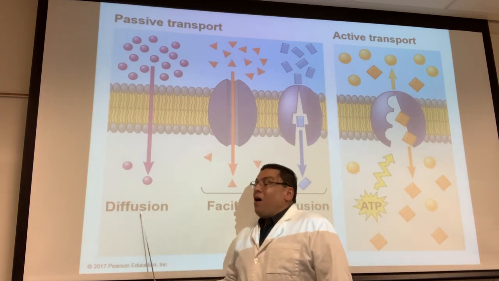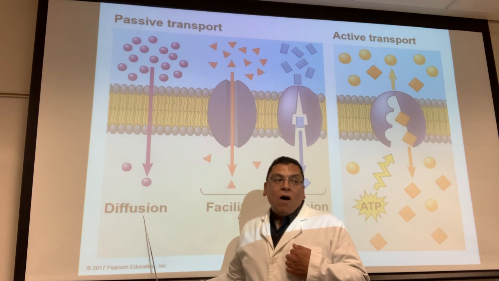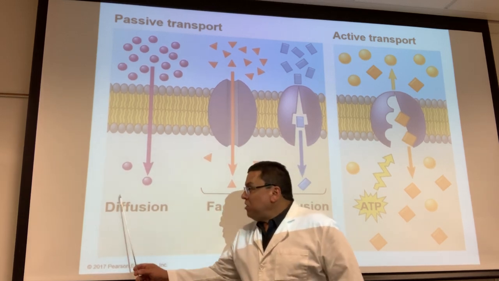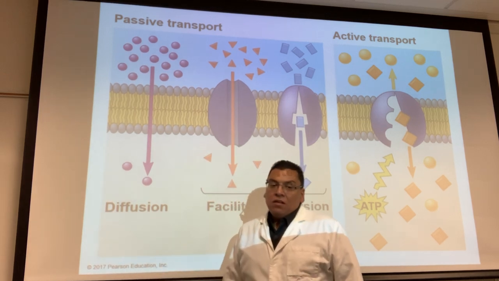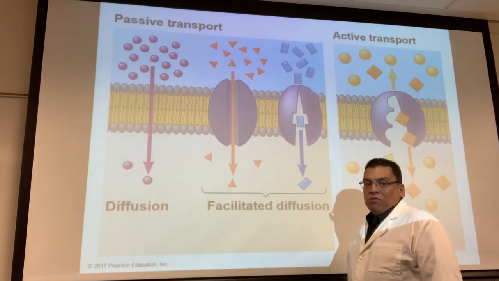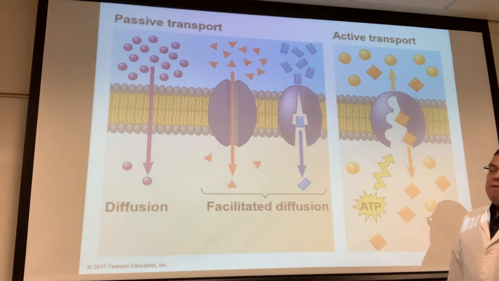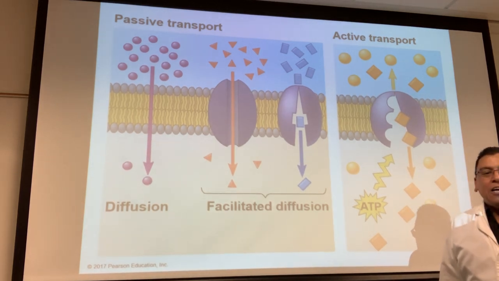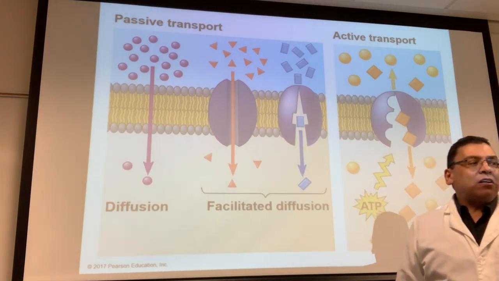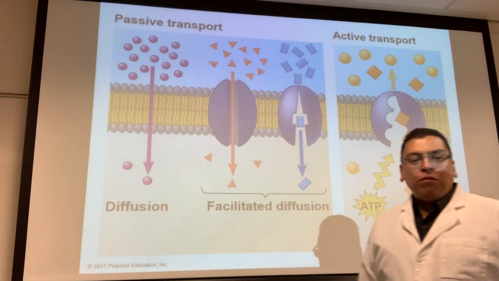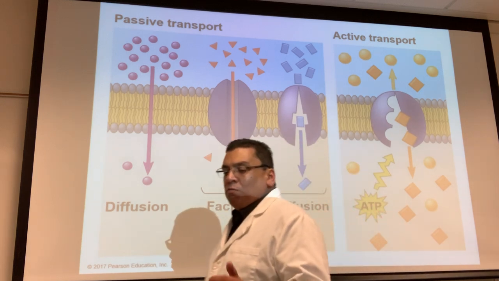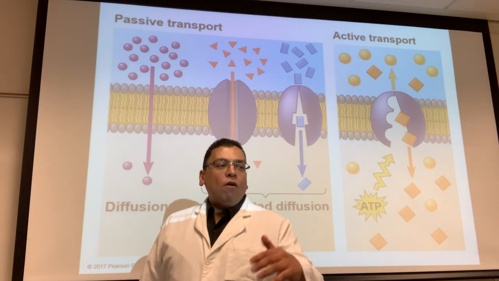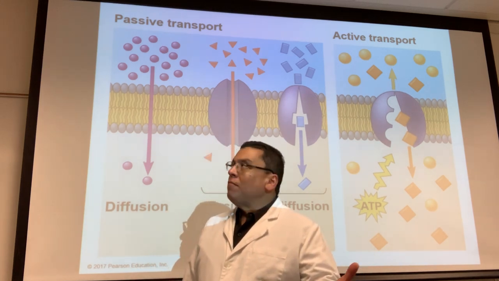So your book calls it diffusion. I'm going to call it simple diffusion because that's the actual term for this. I want you to add the word simple to this. It's simple diffusion. So one type of passive transport is simple diffusion. Molecules simply going through the phospholipid bilayer. Those molecules have to fulfill a criteria. They have to be small and uncharged, or they can be hydrophobic steroids, right?